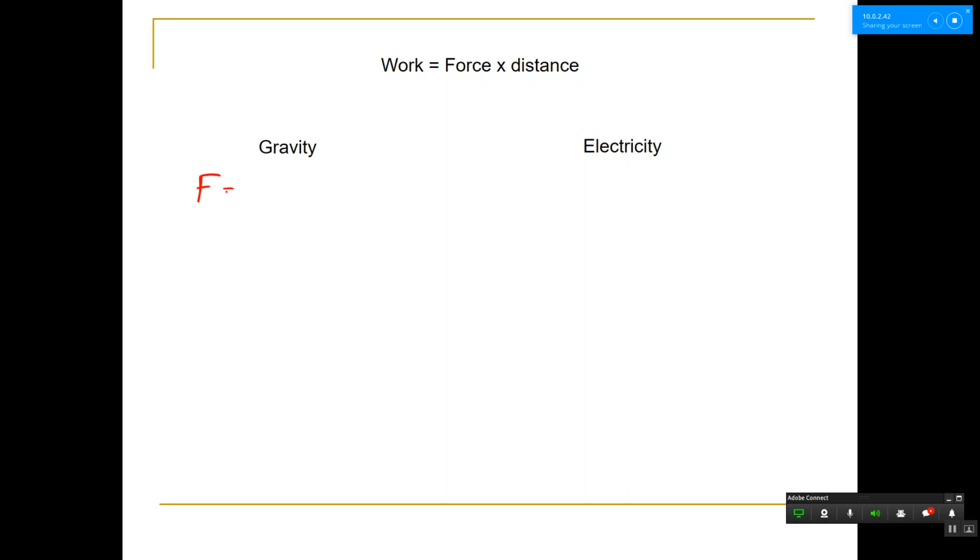So let's draw these in parallel. Know that the force of gravity is equal to mg. We know the electrostatic force is equal to kq1q2 over r squared.